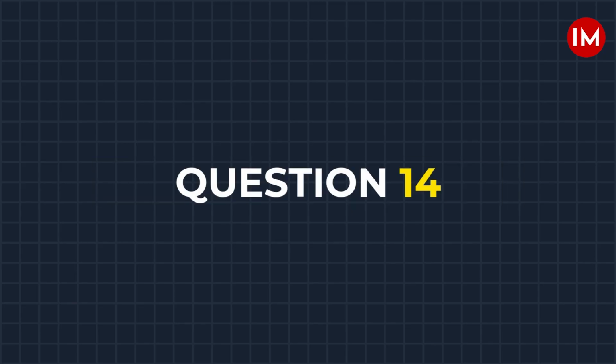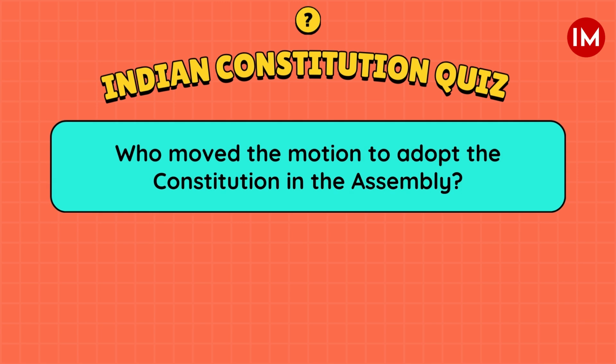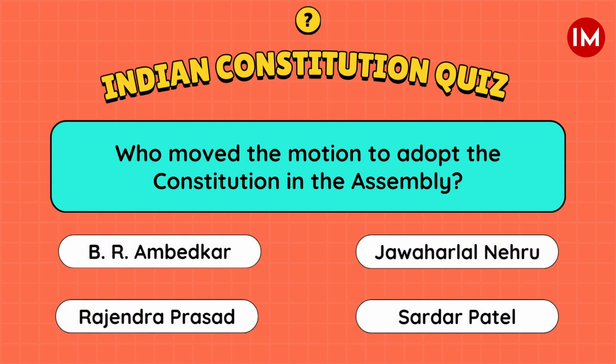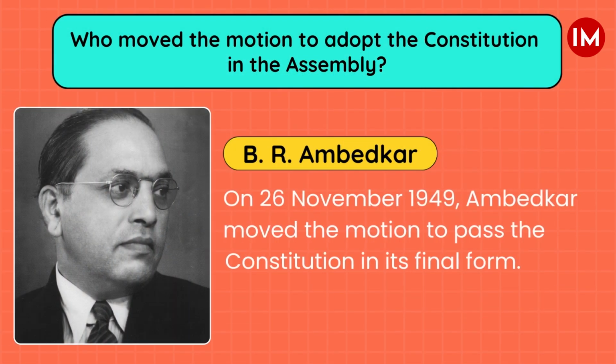Question 14. Who moved the motion to adopt the Constitution in the Assembly? A. B.R. Ambedkar, B. Jawaharlal Nehru, C. Rajendra Prasad, D. Sardar Patel. The correct answer is A. B.R. Ambedkar. On 26 November 1949, Dr. Ambedkar moved the motion to pass the Constitution in its final form.